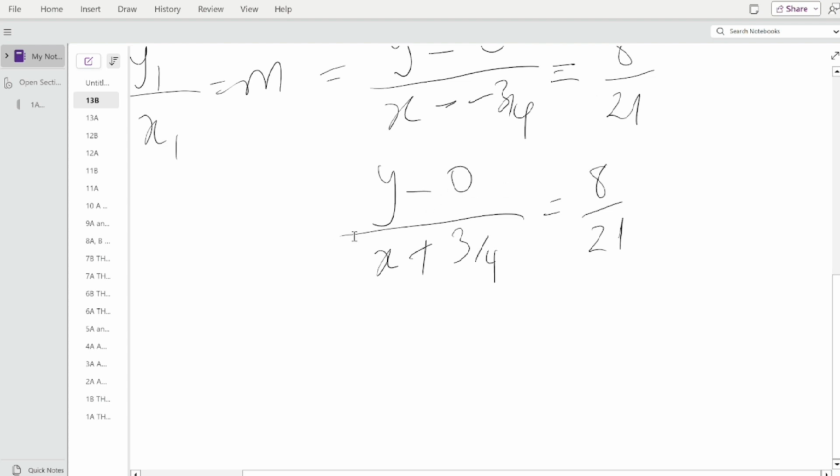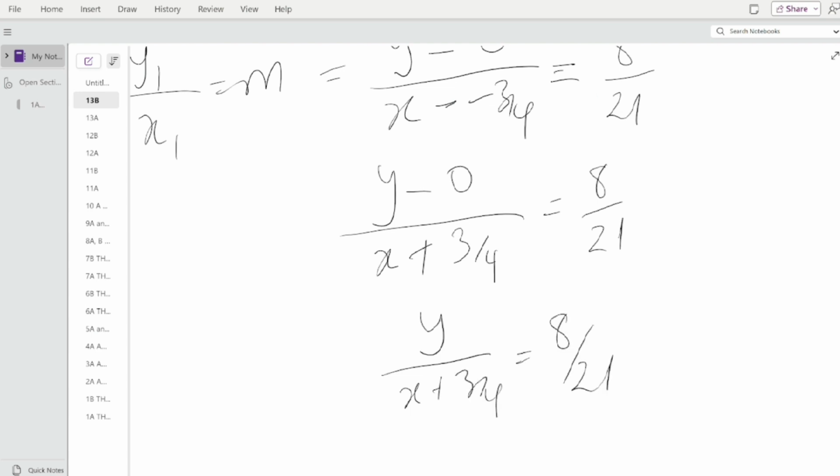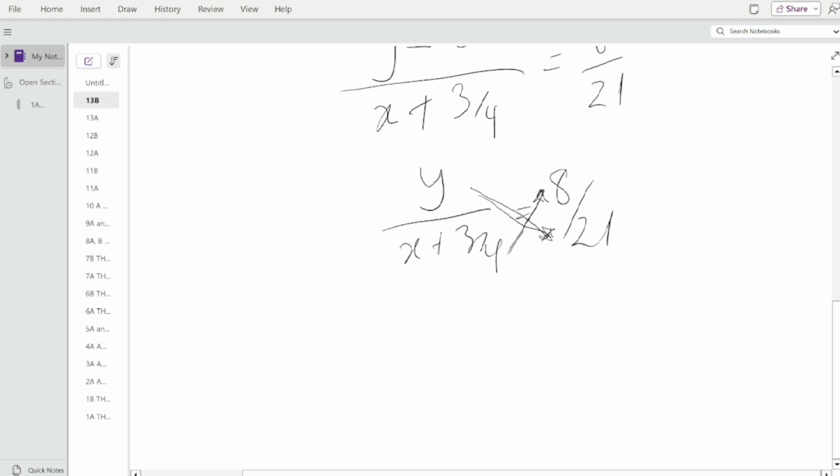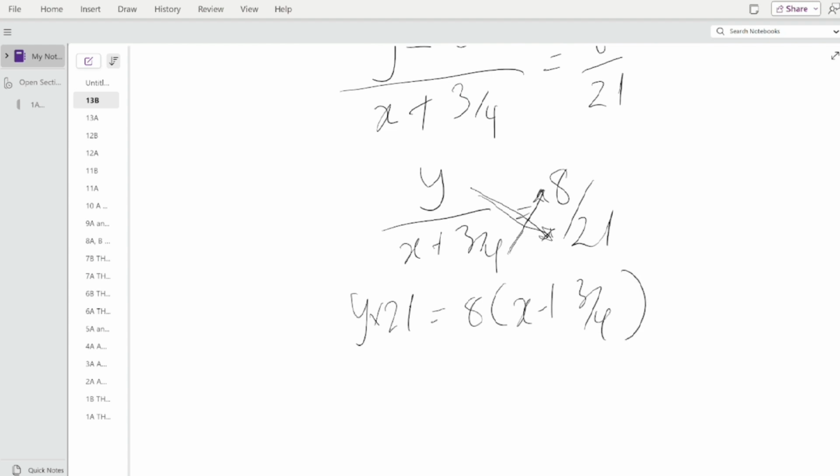On the next line, anything that 0 subtracts is that number. Y minus 0 is like saying 2 minus 0 is 2, so y minus 0 is y over x plus 3 over 4 equals 8 over 21. We can choose to cross multiply, or we can choose to find the LCM and break down this lower value further. But let's cross multiply. You have y times 21 and x plus 3 over 4 times 8. So we have y times 21 equals 8 into open bracket x plus 3 over 4 close bracket.